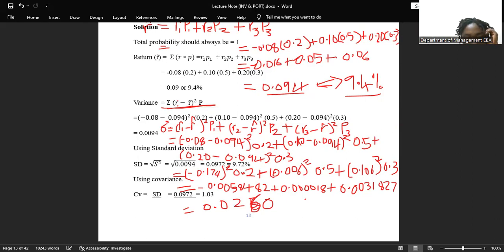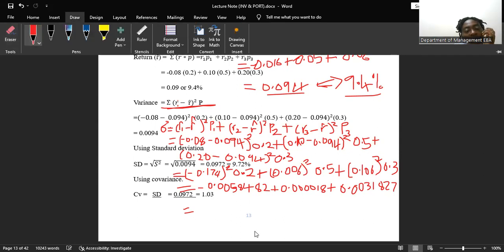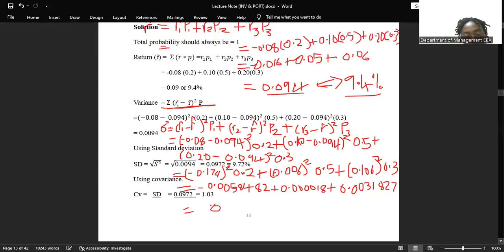Okay. So let's say we are supposed to get, I definitely made a mistake somewhere, but I'm supposed to get 0.0094 for the variance. Okay, for the variance.